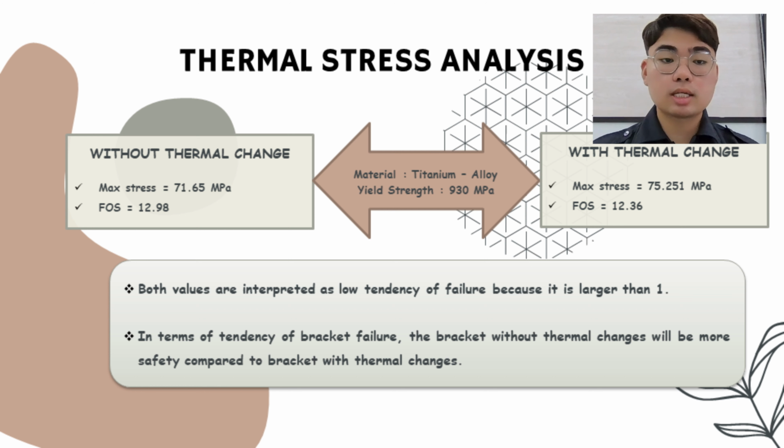The material that we use is titanium alloy, and the yield strength given is 930 MPa. Without the thermal change, the FOS that we get is 12.98. With thermal change, the FOS that we get is 12.36. Both values are interpreted as low tendency of failure because they are larger than 1. So in terms of safety, the bracket without thermal change will be safer compared to the bracket with thermal change.